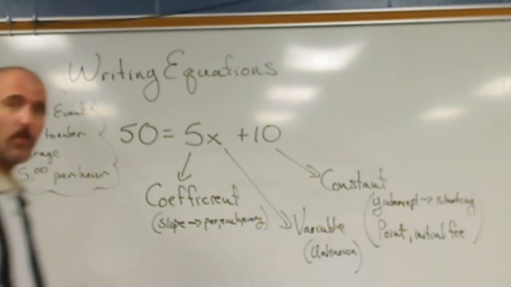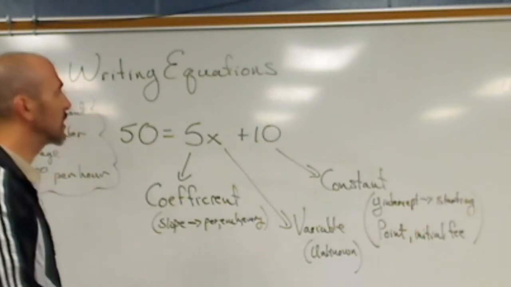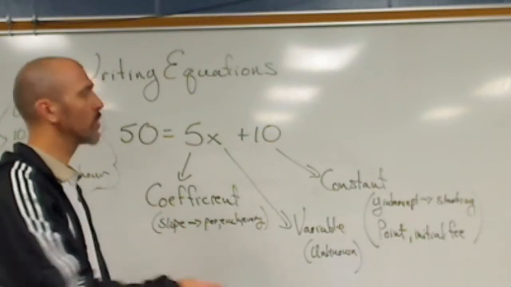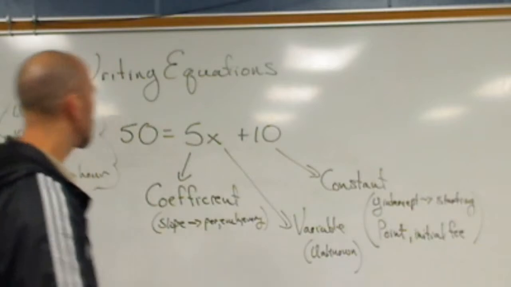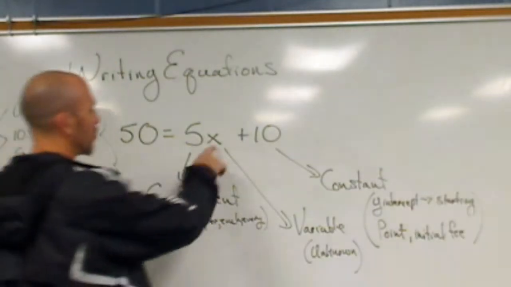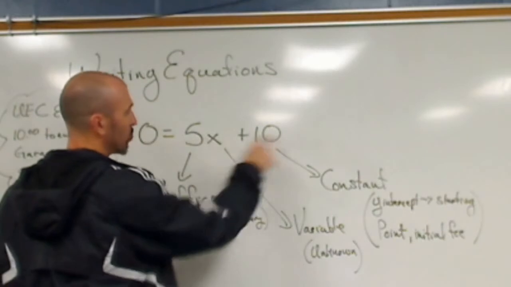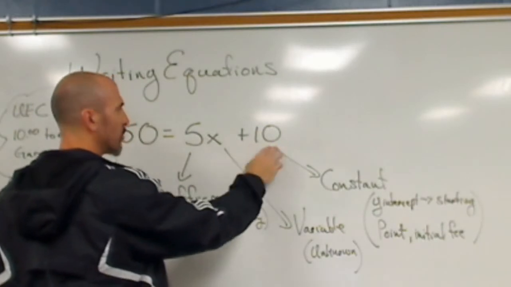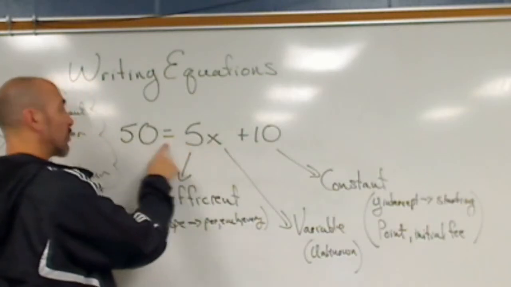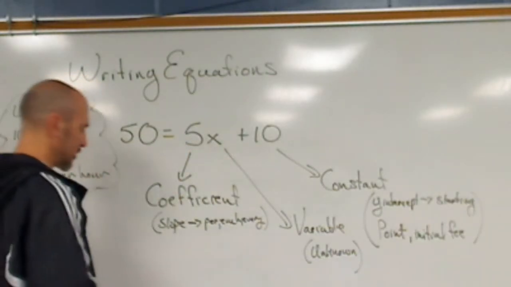What we're doing here is writing equations, and the idea is that if you're given a word problem, from that word problem you can pull out an equation. So we need to know the parts of the equation. They're going to look something like this. There's going to be a number next to an x, and then a plus or minus number out here by itself, equal to another number. It'll look something like this.